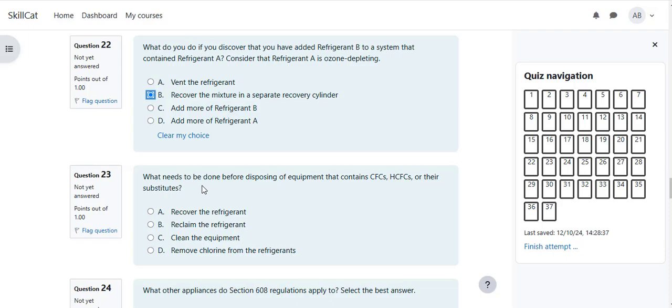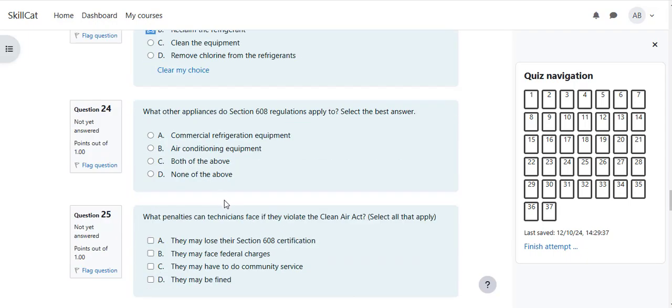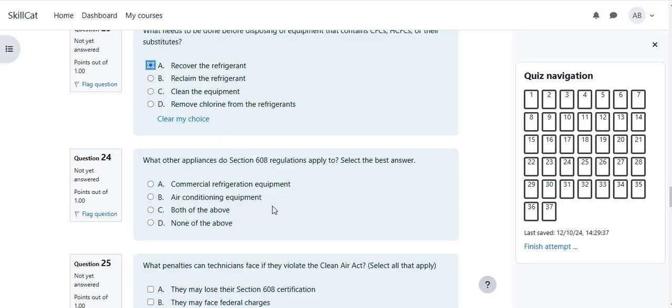What needs to be done before disposing of equipment that contains CFC, HCFC, or other substances? Okay, what needs to be done? Recover the refrigerant, reclaim the refrigerant, clean the equipment, remove chloride from the refrigerant. Okay, reclaim the refrigerant. Recover the refrigerant. I must recover it. Okay.